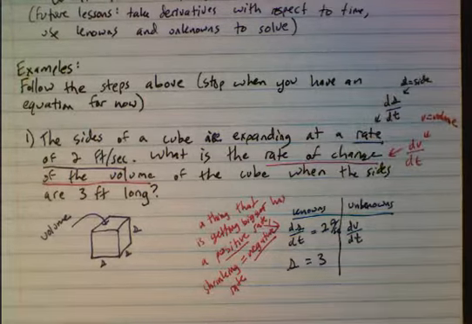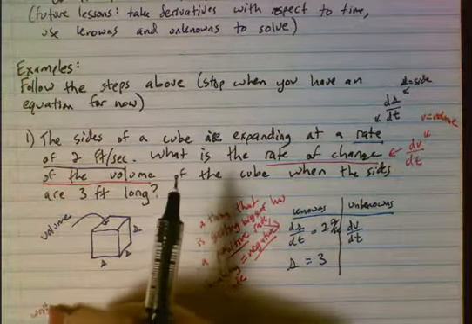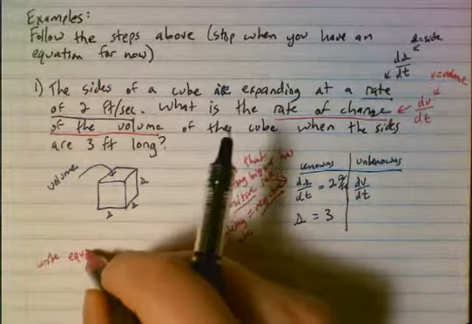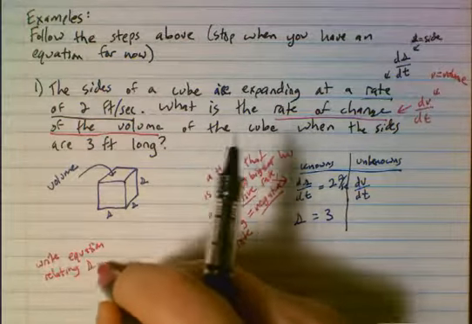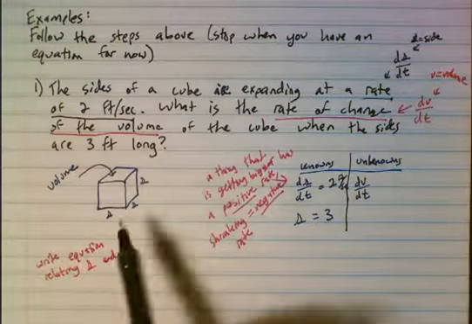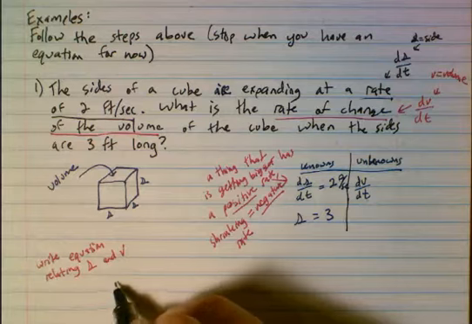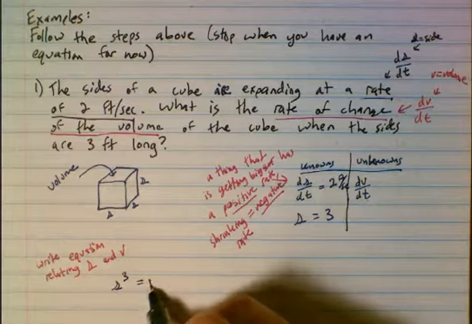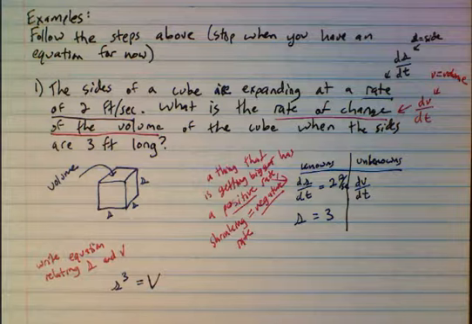So we need an equation relating S and V. Now, nicely enough, length times width times height is just side times side times side. So side cubed equals V, volume. And that's where we're going to stop for now. In later lessons, we're going to go on and see what do we do from there.